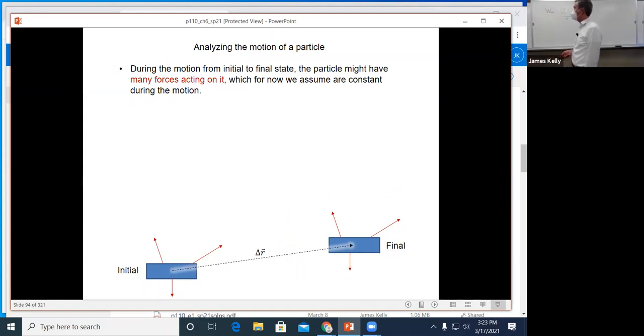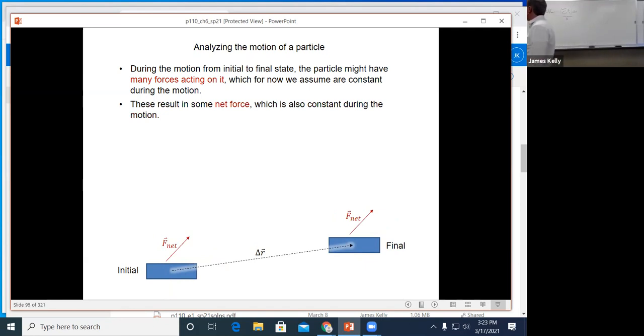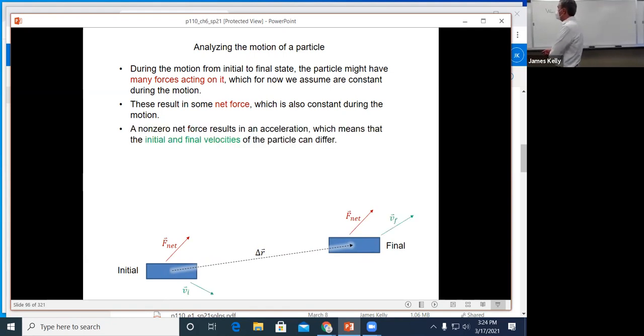I'm just showing those by the 3 arrows there. Since the forces are all constant, that means if I just add them up, I would get a single net force that doesn't change. There's one net force, which is the sum of all the forces, which isn't changing. Since the net force is non-zero, that means the acceleration of this object is non-zero. And since it's accelerating, one thing to remember is that it's not necessarily just moving along a straight line there.